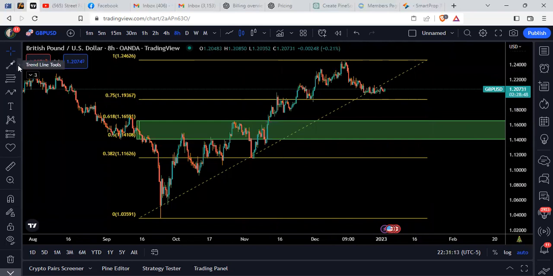So I'm gonna be looking for entries on this 11 o'clock candle. We're gonna mark these joints up for a London session.